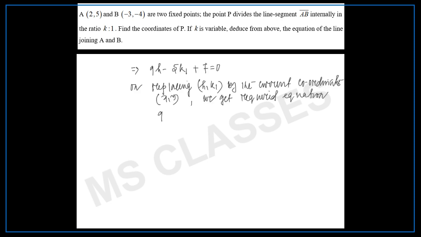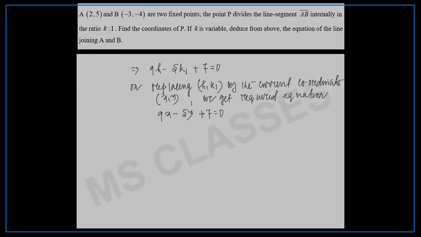That is what we'll get. 9x minus 5y plus 7 equal to 0. That is the required equation.